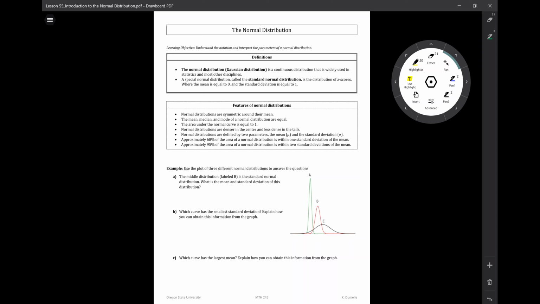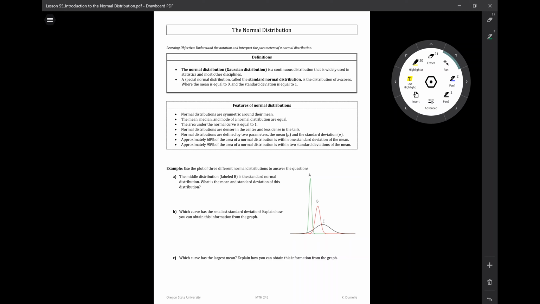The normal distribution, also known as the Gaussian distribution, is a continuous distribution that is widely used in statistics and most other disciplines. A special normal distribution called the standard normal distribution is the distribution of something called z-scores, which we will talk about later, where the mean is equal to 0 and the standard deviation is equal to 1. Remember, we talked about standard deviation last time.